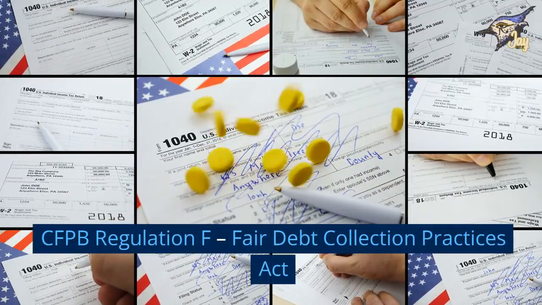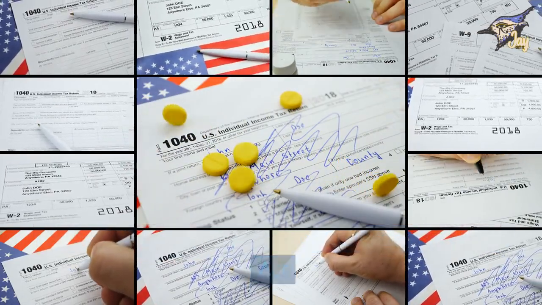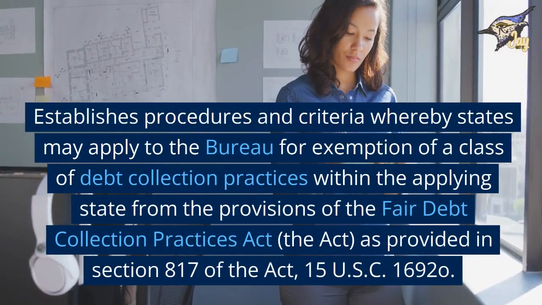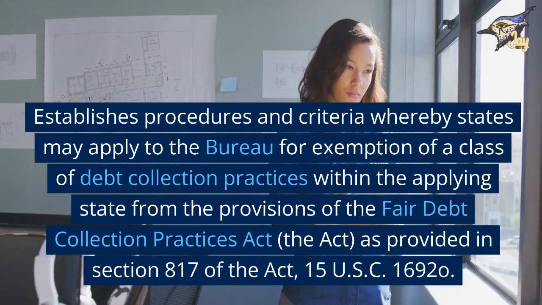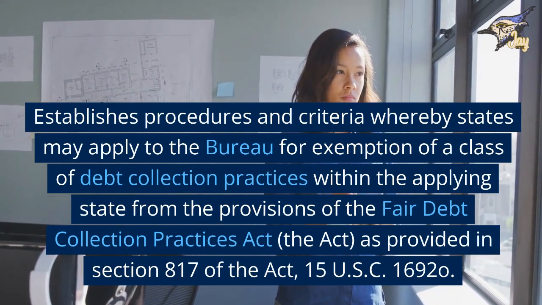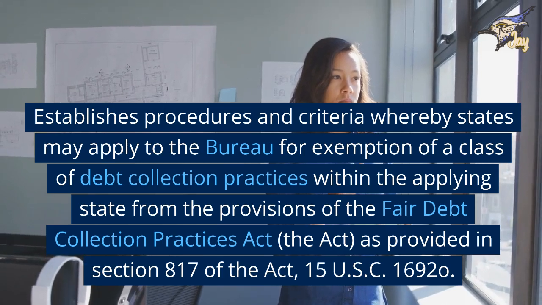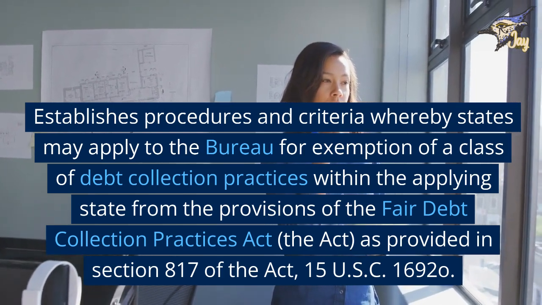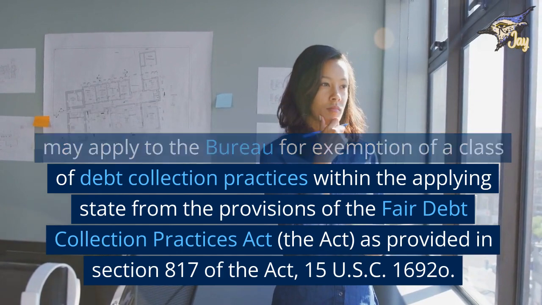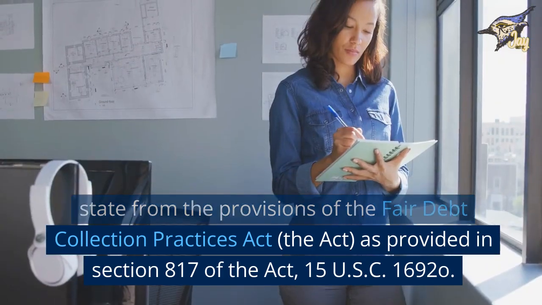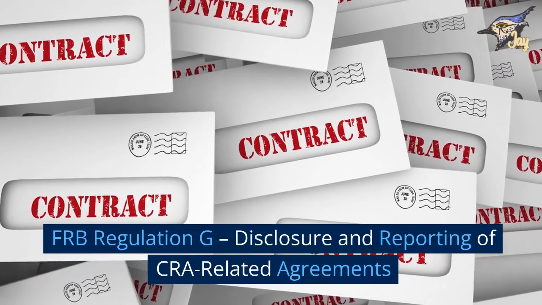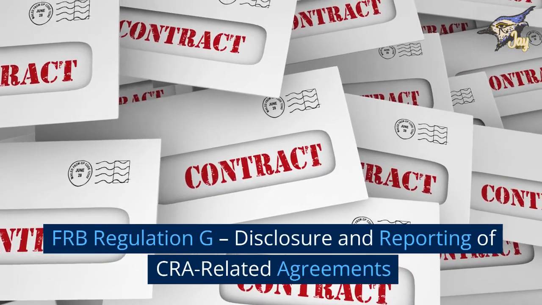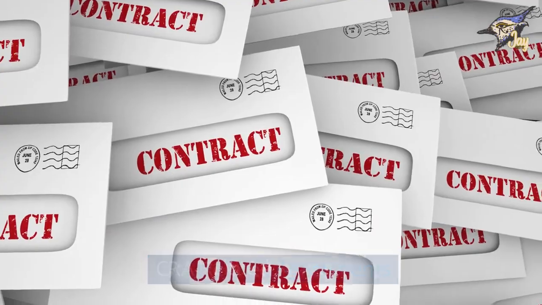CFPB Regulation F, Fair Debt Collection Practices Act. Establishes procedures and criteria whereby states may apply to the Bureau for exemption of a class of debt collection practices within the applying state from the provisions of the Fair Debt Collection Practices Act. The Act, as provided in Section 817 of the Act, 15 U.S.C. 1692o. FRB Regulation G, Disclosure and Reporting of CRA-related Agreements.